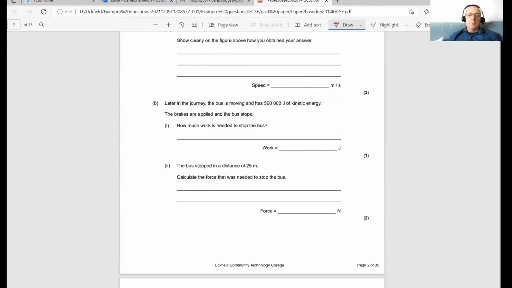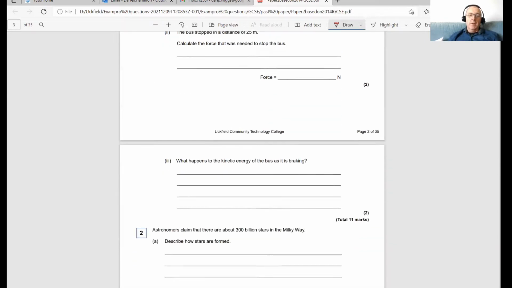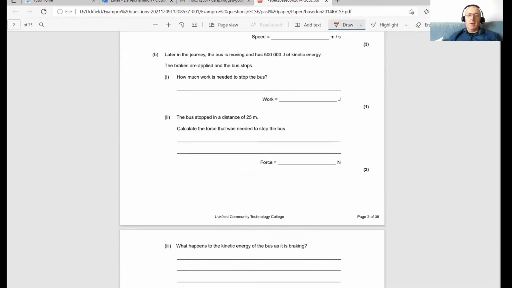Later on, the bus is moving and has 500,000 joules of kinetic energy. The brakes are applied. How much work is needed to stop the bus? The bus stops in 25 meters. Calculate the force needed to stop the bus, and what happens to the KE of the bus as it is braking.